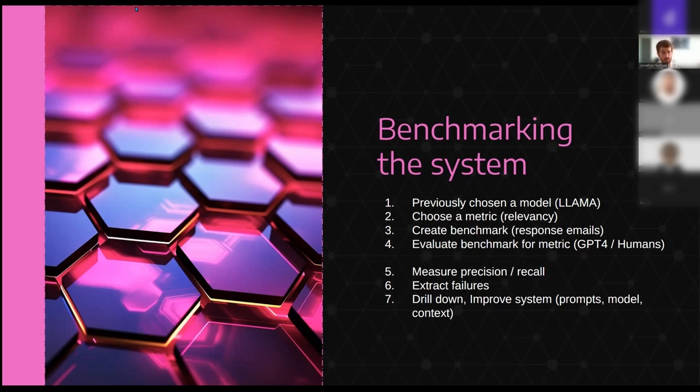Third thing is we're going to create the benchmark. We're going to take our model. In this case, we chose Llama. We're going to generate a response for every email. And the fourth step will be to evaluate the benchmark for the metrics. So what does this mean? We have a column, and I'll show this in a moment on a slide, for the emails themselves. We have another column for the responses. And then we're going to have another column where we're actually evaluating.